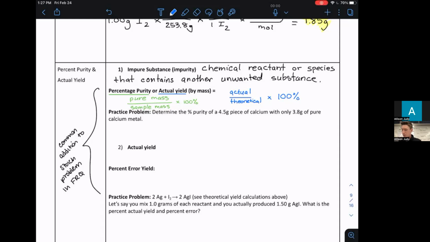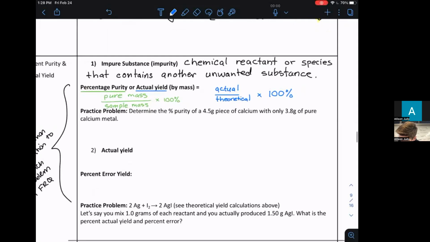So our practice problem: the percentage purity of a 4.5 gram piece of calcium with only 3.8 grams of pure calcium. This one, we're going to do percentage purity because it's giving us our pure mass over our sample mass. So we have 3.8 grams calcium over 4.5 grams, and then times 100% because we want a percentage.